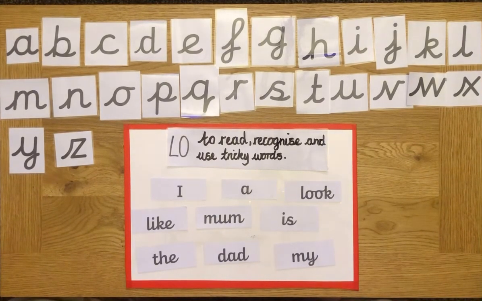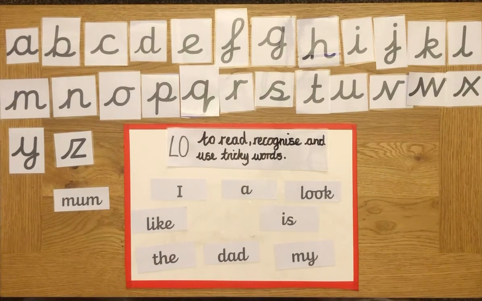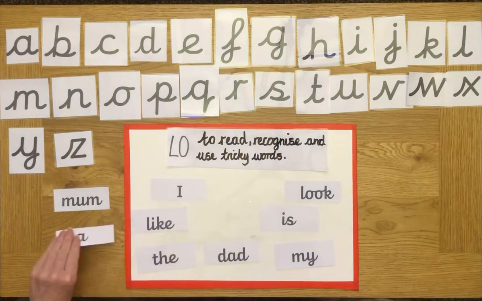We're going to play a quick recognising game. Have a look at these words. Can you find the word mum? Mum. You can listen to that first sound, mum. Brilliant, well done. Mum. Can you find the word I? I. Yeah, you're right, we just spoke about that, didn't we? I.